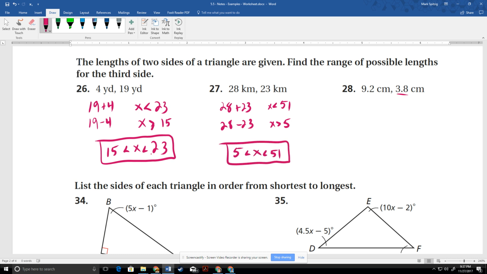All right, in this case, we would say 9.2 plus 3.8 and 9.2 minus 3.8. And so 9.2 minus 3.8 is 5.4. So I know it's got to be less than 5.4, right? That's the maximum it can be. And then 9.2 minus 3.8. Actually, sorry, I made a mistake. It's 9.2 plus 3.8 is 13, which I was doing the other one.